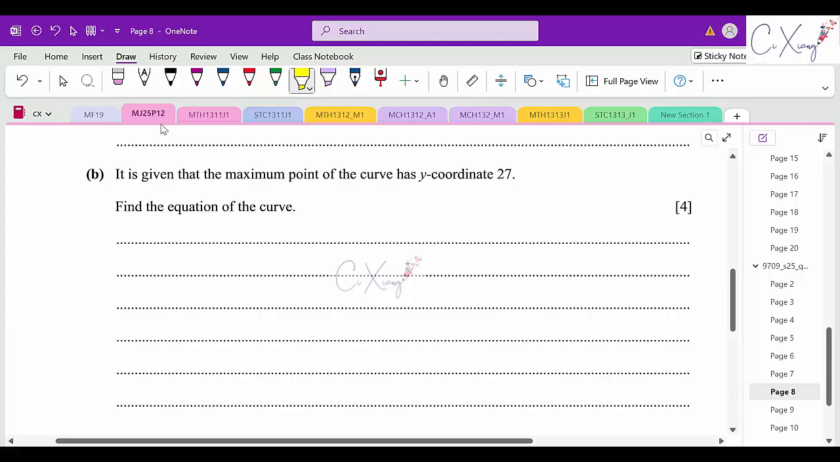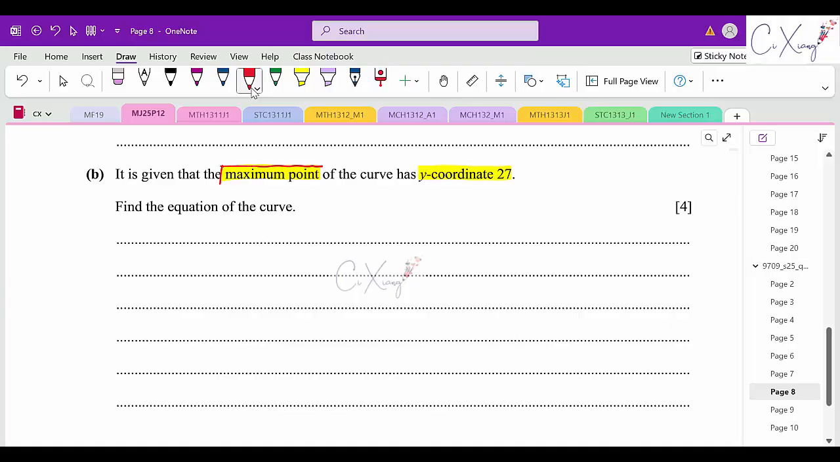For part number B, it is given that the maximum point of the curve has a y coordinate of 27. Find the equation of the curve. Again, when you look at the keyword maximum point, which is about the stationary point, to find out the maximum or minimum point, basically we will need to let dy dx equals to 0. When you let dy dx equals to 0, you will get the value of x. So for this case, I can directly write out the value for x here. I'm having x equals to 2 over 3 and also x equals to negative 4.